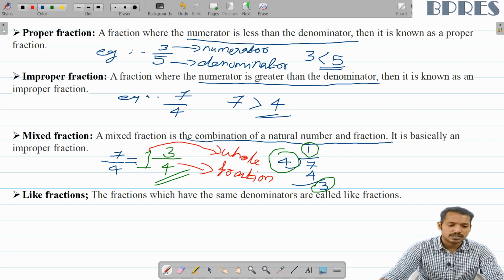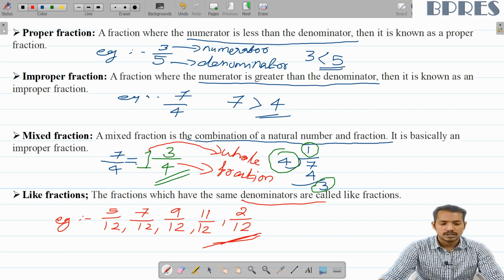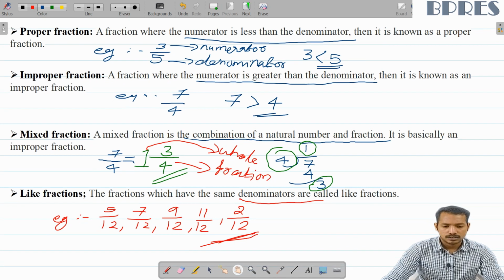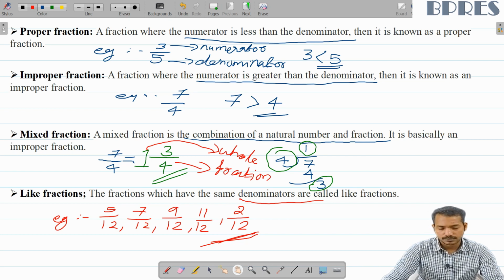Now the next category, that is like fractions. The fractions which have the same denominators are called like fractions. For example, 5 by 12, 7 by 12, 9 by 12, 11 by 12, or 2 by 2, any group of fractions with the same denominator. Here you can see all these fractions have the same denominator. Clear?